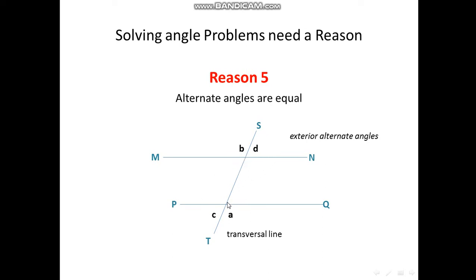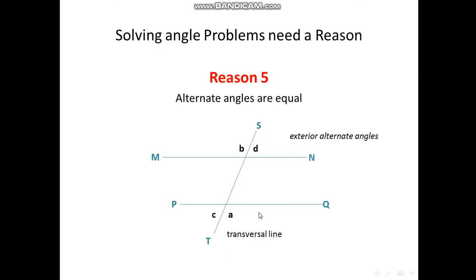This is intersection, and this is intersection. So, again, follow the sequence of the letters A, B, C, and D. A and B are exterior alternate angles, and C and D are exterior alternate angles. So, when this angle is 70, this is also 70. When this is 110, this must also be 110. Why? Because they are exterior alternate angles.